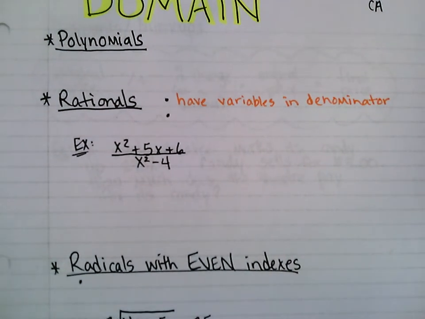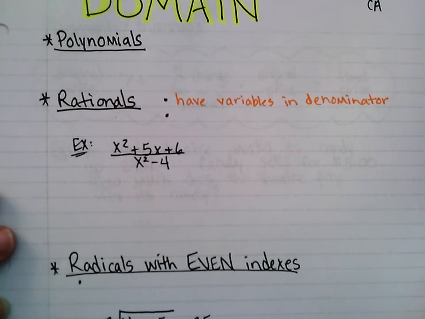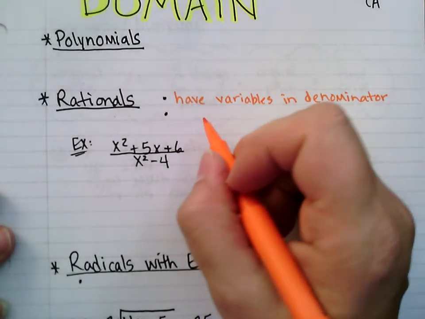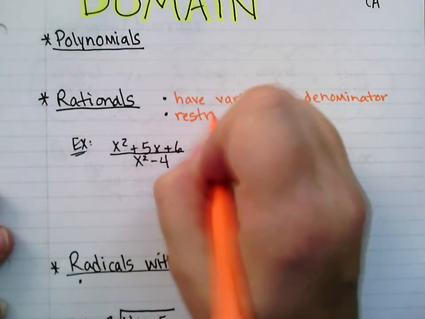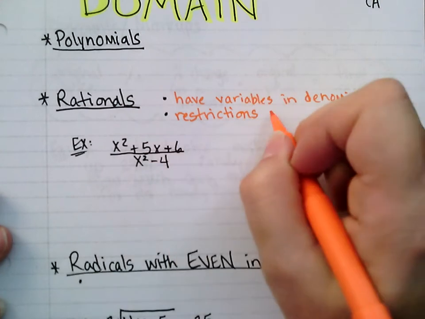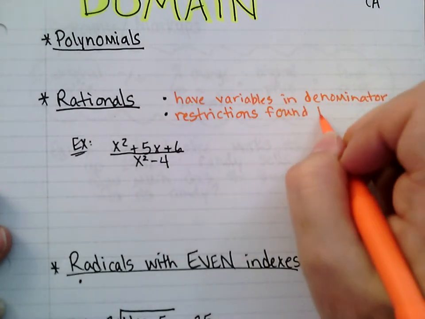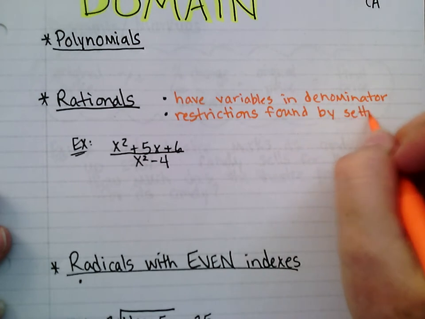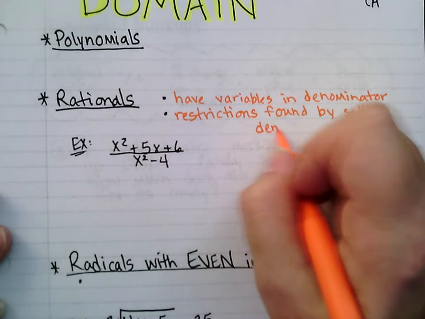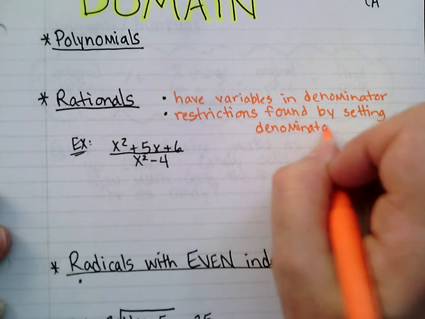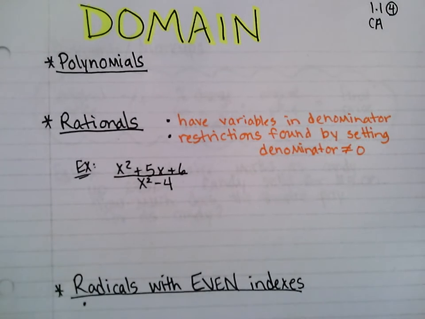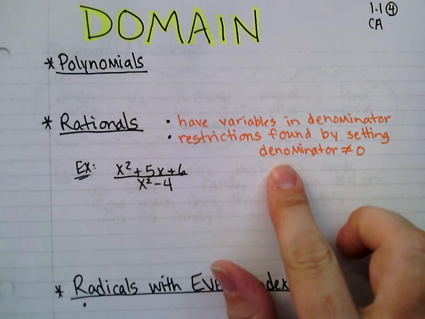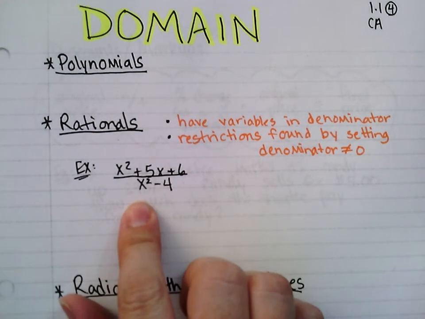There go those bells again. There'll be another one in a couple minutes, like a minute. When you have variables in the denominator, you're going to find the restrictions. Do you remember? By setting the denominator not equal to 0. So that's actually going to tell us what the denominator doesn't include. Okay, so let's practice that here.